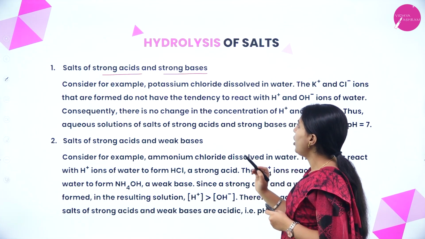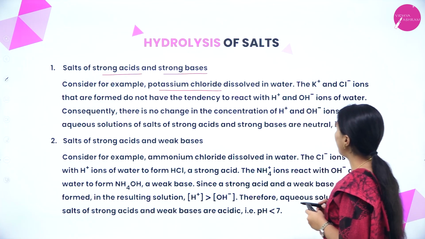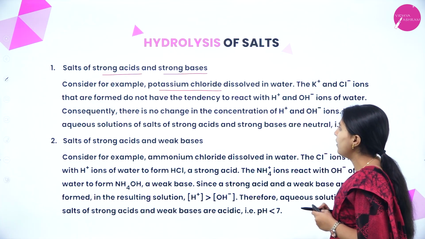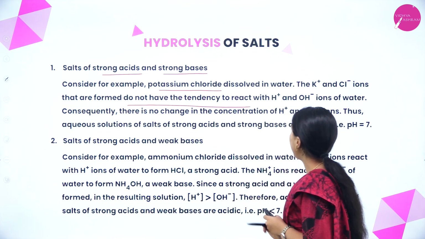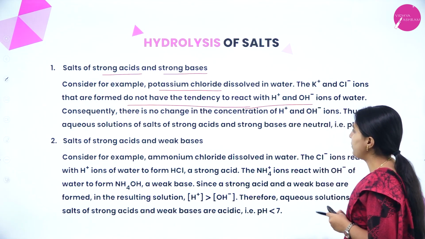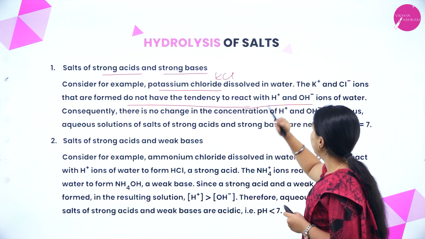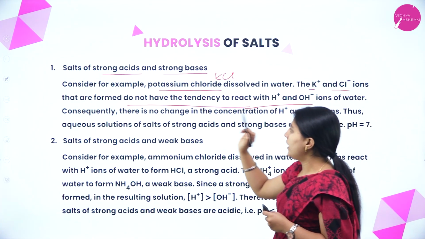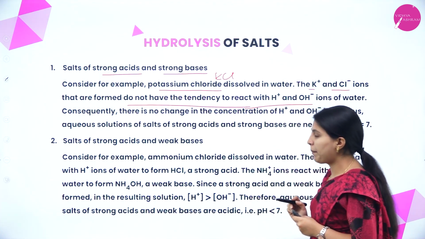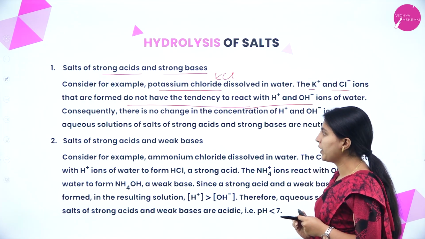Consider for example potassium chloride, KCl, dissolved in water. The K plus and Cl minus ions that are formed do not have the tendency to react with H plus and OH minus. Here K plus and Cl minus ions will form, but these two ions do not have the capacity to react with the H plus and OH minus ions of water.